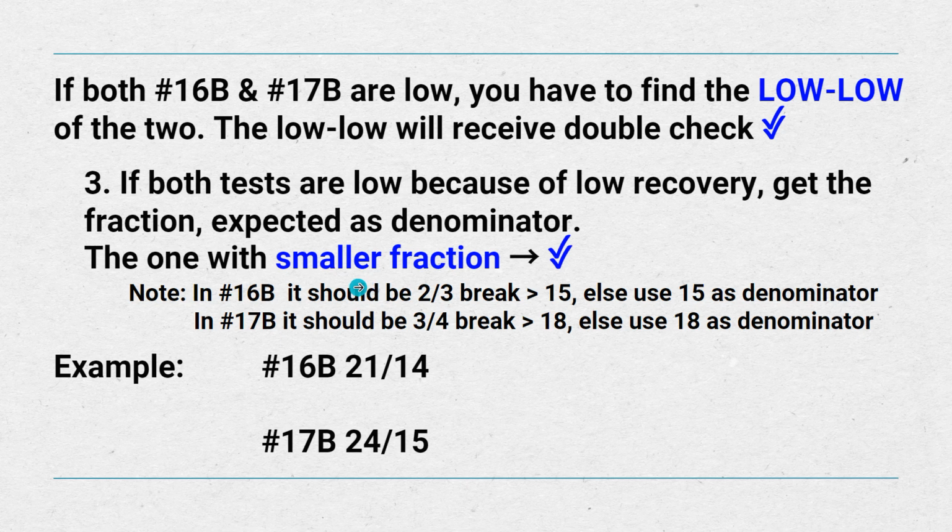And then for the third rule, if both tests are low because of low recovery, get the fraction expected as denominator. The one with the smaller fraction, you have to double check it. And as I noted, in number 16b, it should be 2/3 the break if the break is more than 15. Else use 15 as denominator. And number 17b, it should be 3/4 the break if the break is more than 18. Else use 18 as denominator.